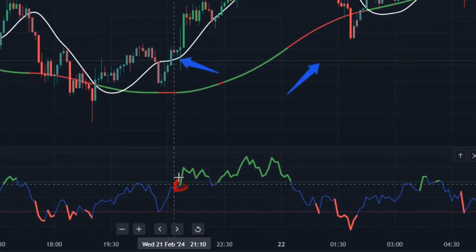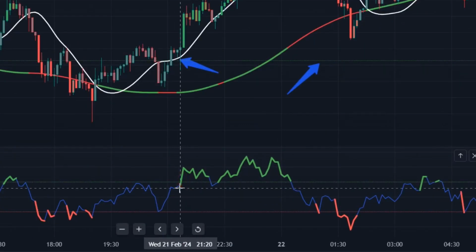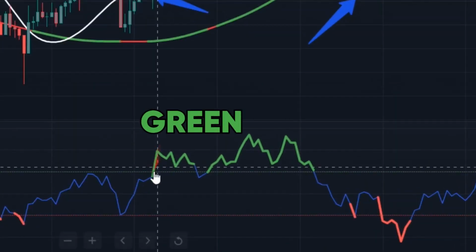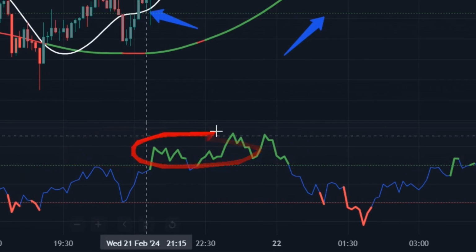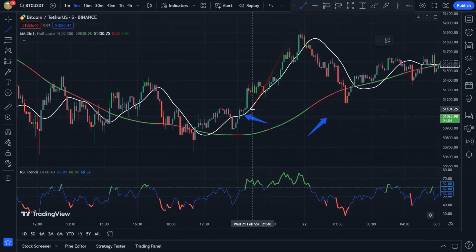Now, just check the RSI trends indicator. In this case, the RSI line should be green and above the upper line. When all these conditions are met, we can confidently enter a buy position.